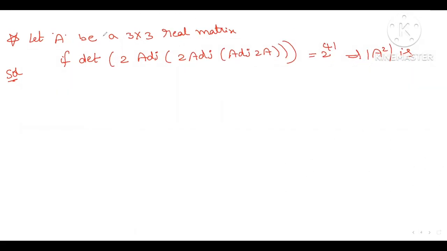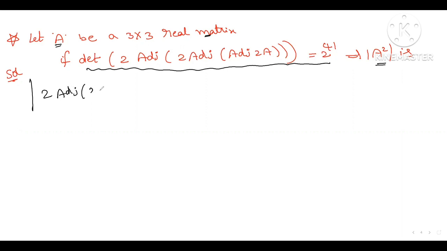Okay, now I am going to explain a statement. In the statement, A is a 3 by 3 real matrix. Here one condition is given, then find out det A whole square. Det of 2 adjoint of 2 adjoint of 2A is equal to 2 to the power 41.